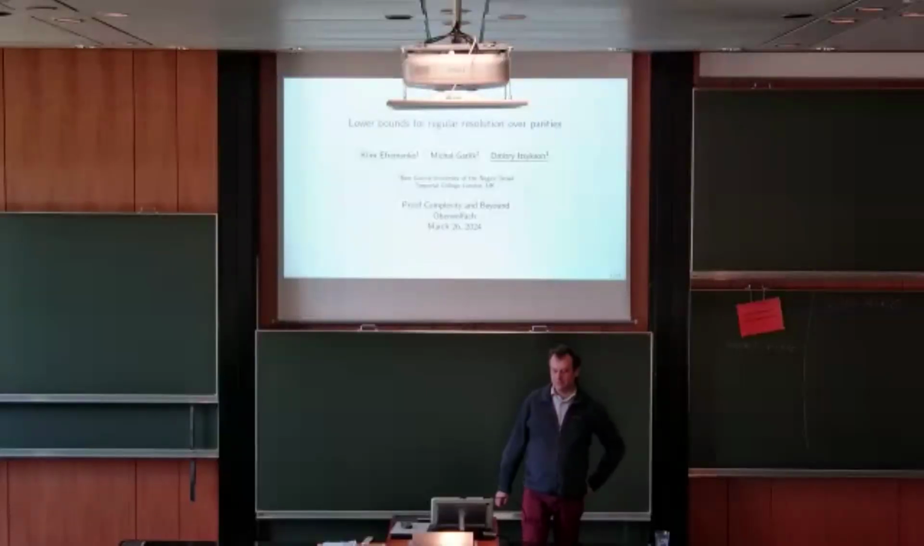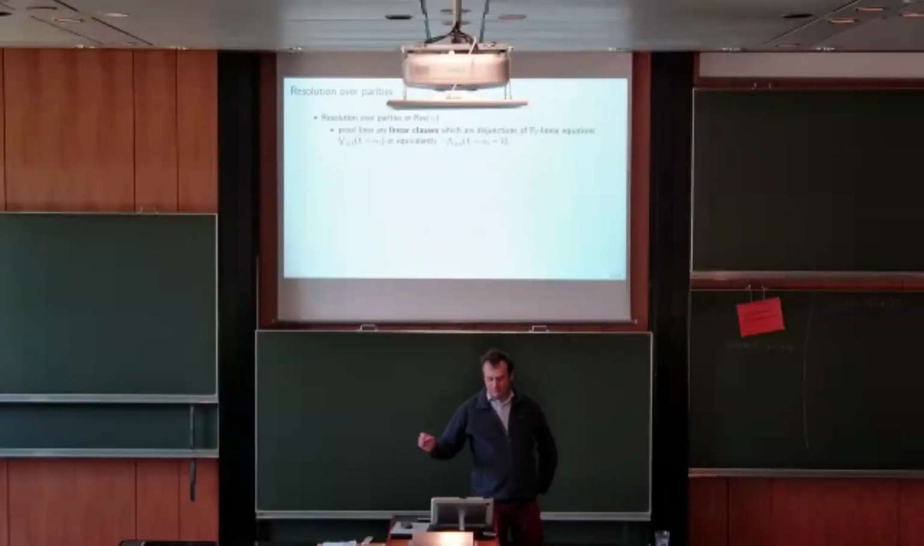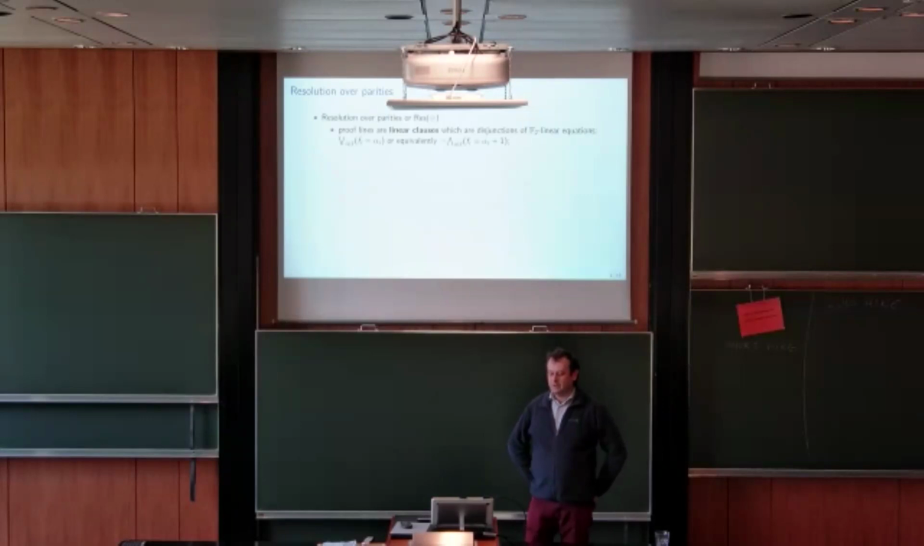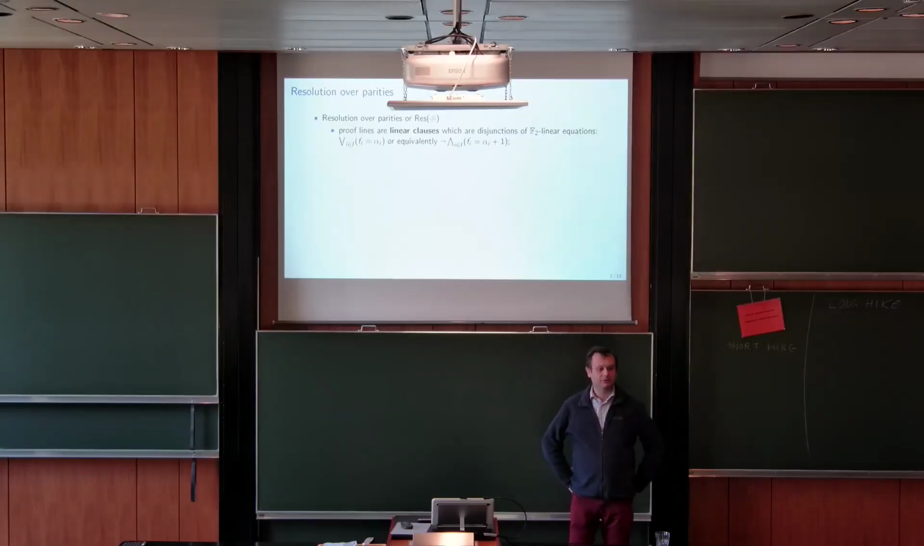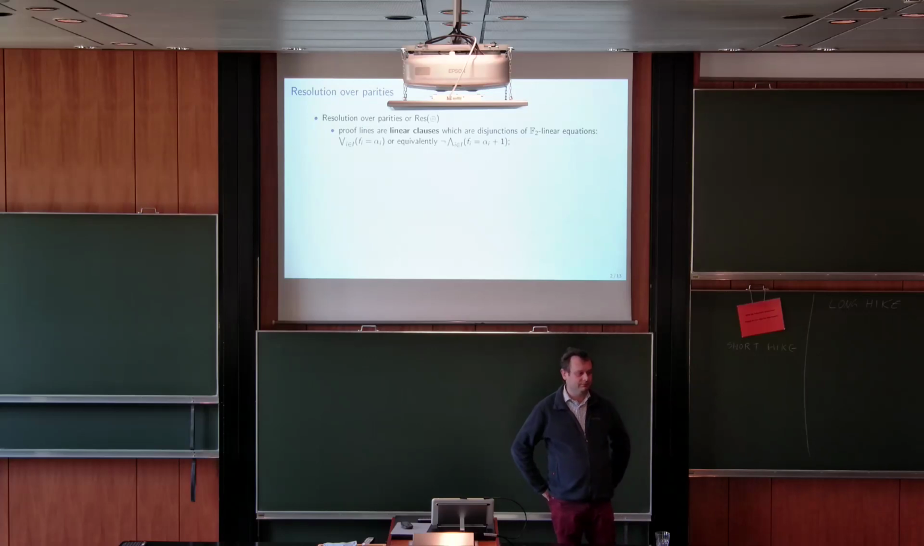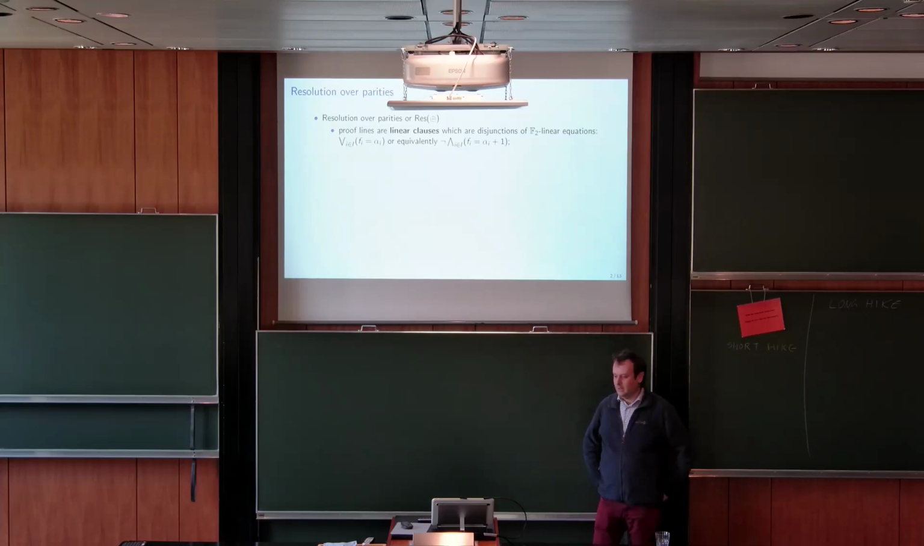Regular fragment of resolution of parity. Let's start from the definition. Proof lines in the resolution of parity are linear clauses. These are just a disjunction of linear equations modulo 2. And it is important for us that a linear clause is just a negation of a linear system.